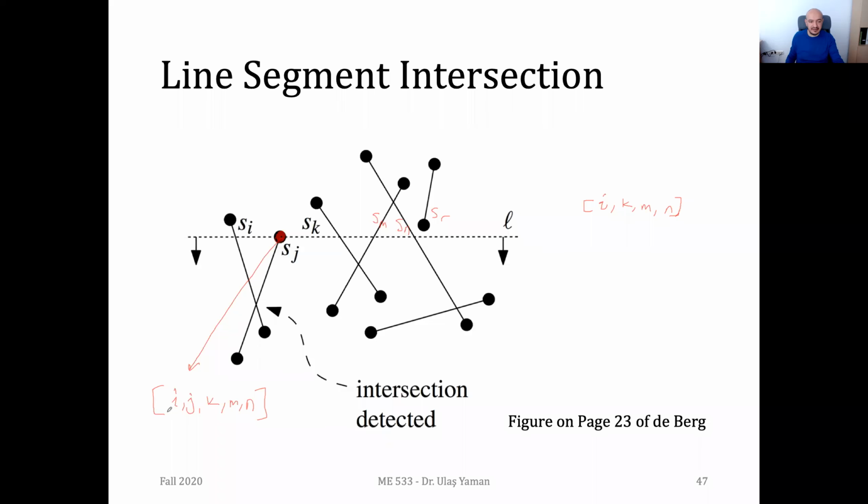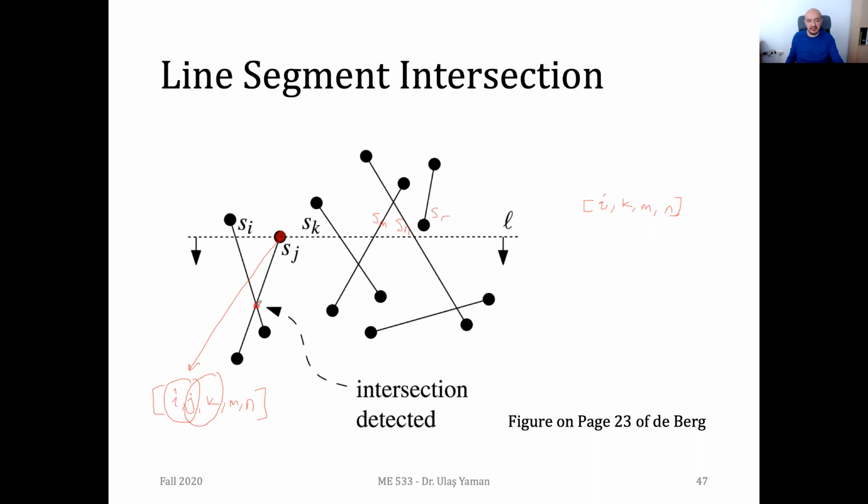Since it has left and right neighbors, we need to check whether we have an intersection between I and J, and whether we have an intersection between J and K. During this intersection test between I and J, we can easily see that, yes, there is an intersection. With the help of this checking operation, checking the neighbors, we found an intersection on this plane.